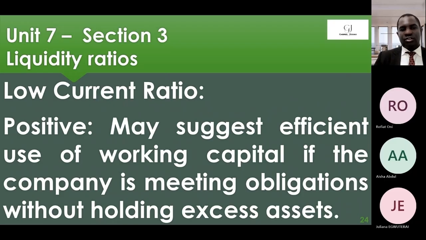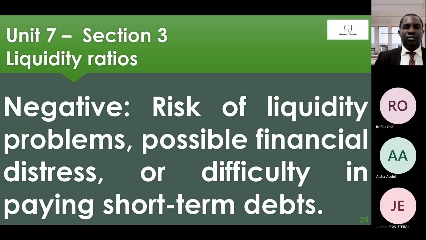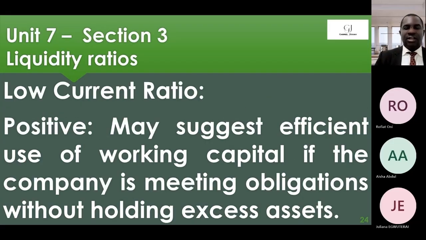While a low current ratio may suggest efficient use of working capital if the company is meeting obligations without holding excess assets. So a low current ratio may be positive, and working capital is enhanced with a low ratio, maybe as low as 1:1, while negatively you risk liquidity issues and possible financial distress. Difficulty in paying short-term debts is the challenge or the risk associated with having a low current ratio.